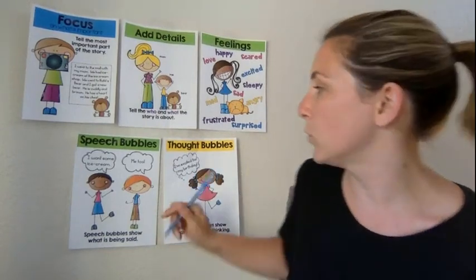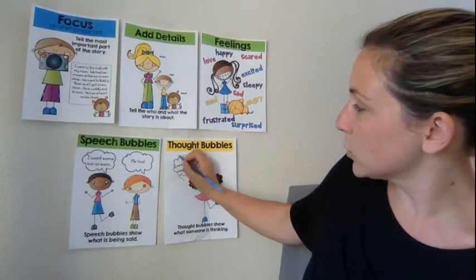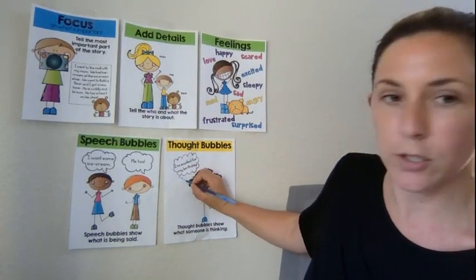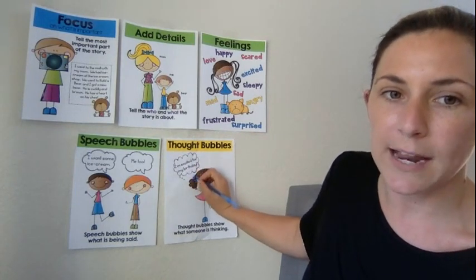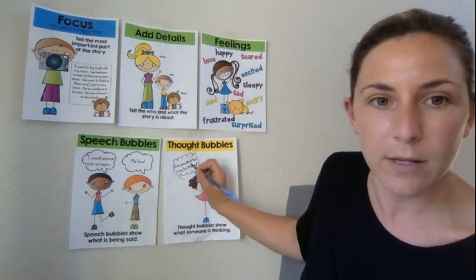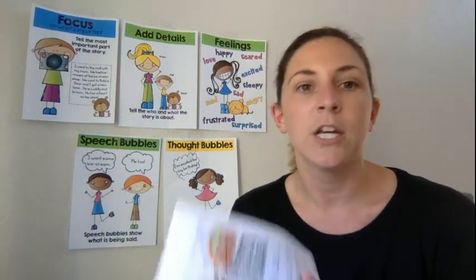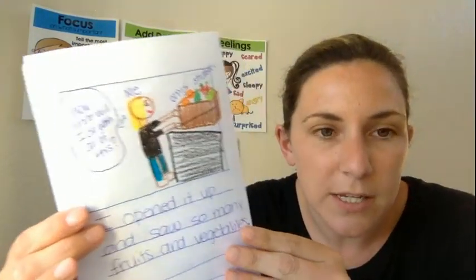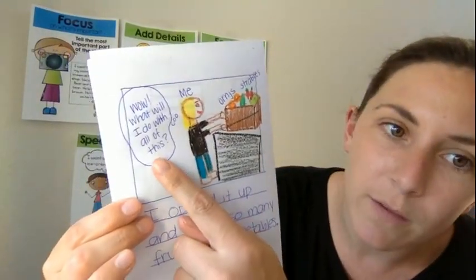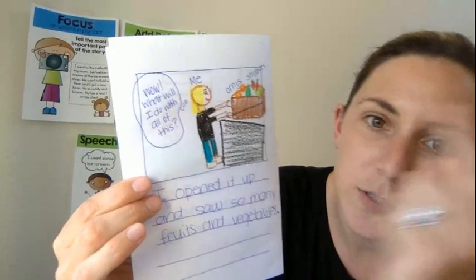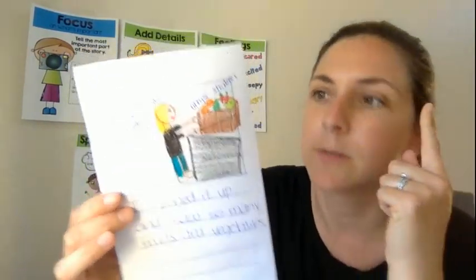And then I drew my circle around it with the little circles connecting it to me. Okay, so write your words first and then circle around your words. That way you leave enough room for you to write your words. So here's my speech bubble on this page. Can you see it? Wow, what will I do with all of this? So that's my thought when I'm opening up the box.